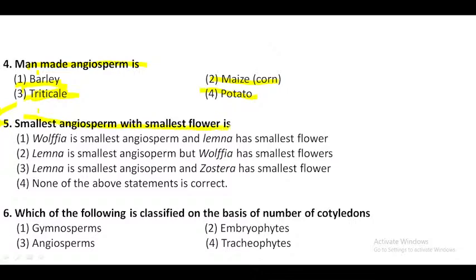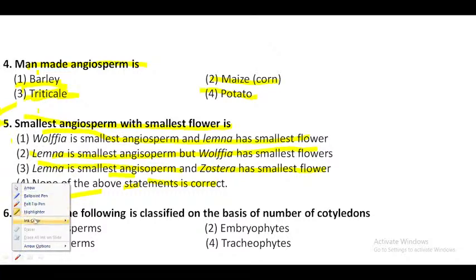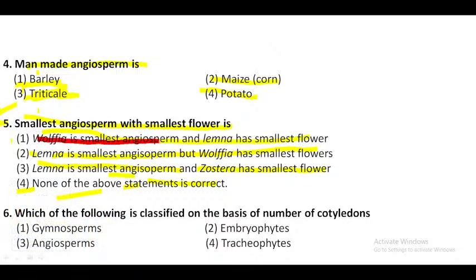Question number 5: smallest angiosperm with the smallest flower. Option number 1, Wolffia is the smallest angiosperm and Lemna is the smallest flower. Second, Lemna is the smallest angiosperm, but Wolffia is the smallest flower. Third, Lemna is the smallest angiosperm and Zostera is the smallest flower. And fourth, none of the above statements. Just wait, I will change the color. So your answer would be Wolffia. Wolffia is the smallest angiosperm which has the smallest flower.